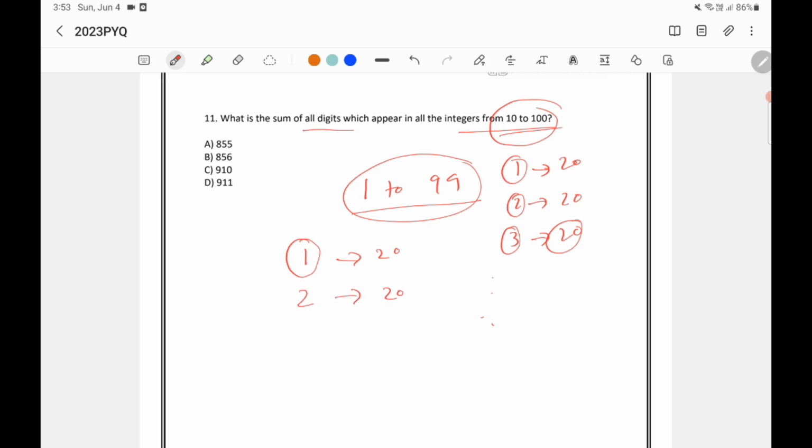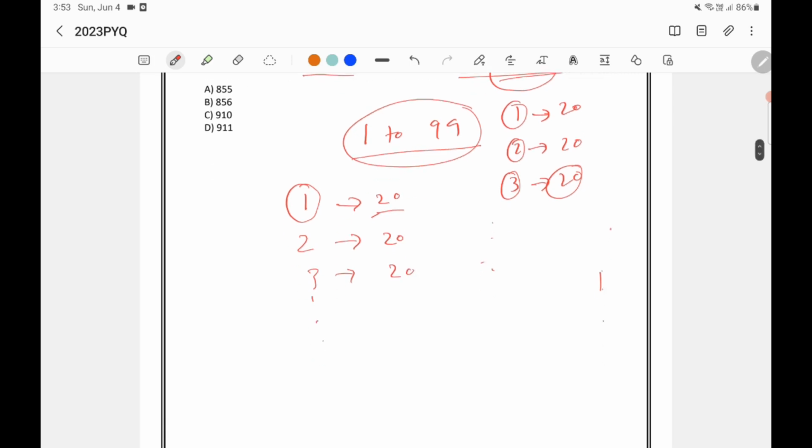If you want to know how 1 is coming 20 times, you can try this. 1 is there, 11 is there, 21 is there, 31 is there. In all these, ones are coming. Just calculate it, you will get 20. Or you can go and watch the lecture on number system. So in this way, 3 will also come 20 times from 1 to 99. All the digits will come 20 times.